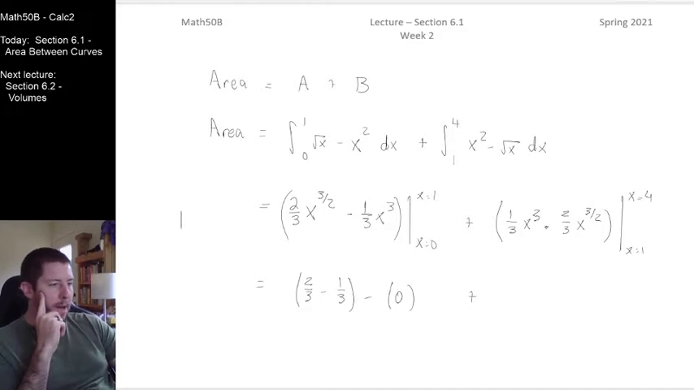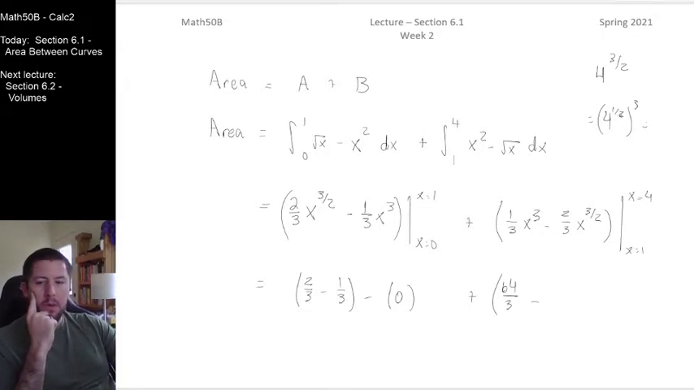Our second chunk over here, I'm actually going to have to do a little bit of math, unfortunately. I got 4 cubed, which is 64. So that's going to be 64 thirds minus 4 to the 3 halves. I'm thinking of 4 to the 3 halves as 4 to the 1 half cubed. 4 to the 1 half is the square root of 4, which is 2. 2 cubed is going to be 8. So it looks like I'm going to get 8 when I plug in 4 into x to the 3 halves. 8 times 2 thirds is going to give me 16 thirds.